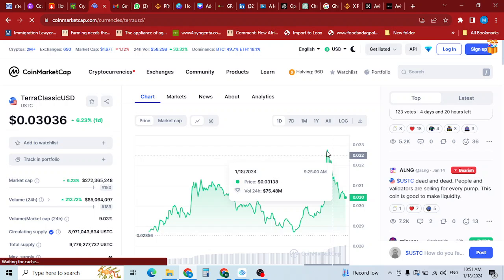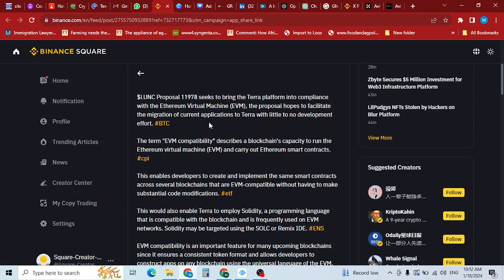Let's take a read of the proposal 11978. So Lunc proposal 11978 seeks to bring the Terra platform into compliance with the Ethereum virtual machine. The proposal hopes to facilitate the migration of current applications to Terra with little to no development effort.